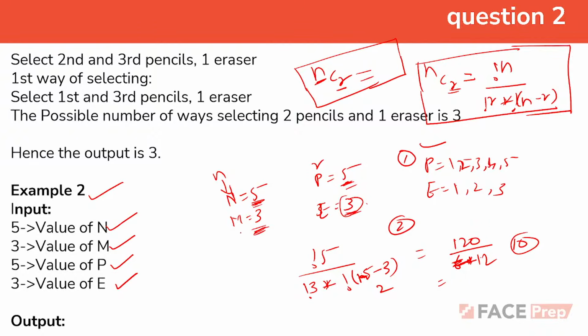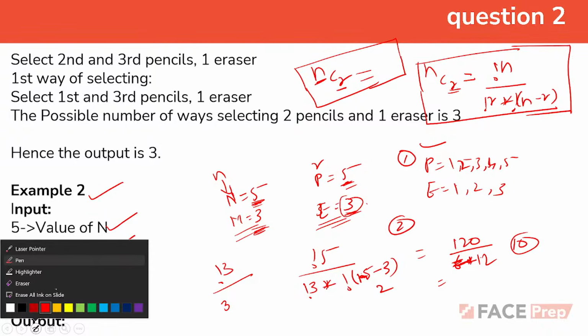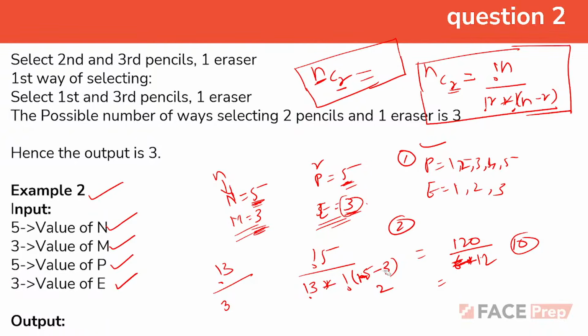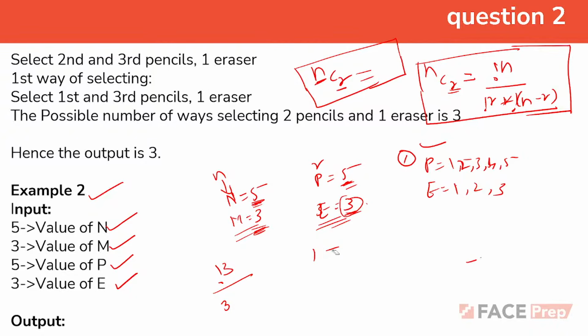So same thing, we need to find out the erasers, right? So how to find out the erasers? Just apply the same formula over here. 3 factorial divided by again 3 factorial. Sorry guys, so yeah, we did the wrong thing. Sorry, I applied a different one over here.